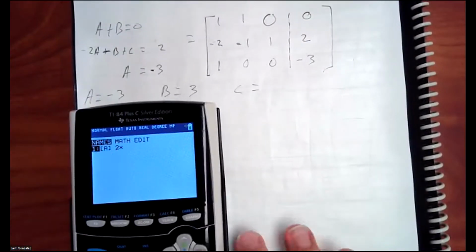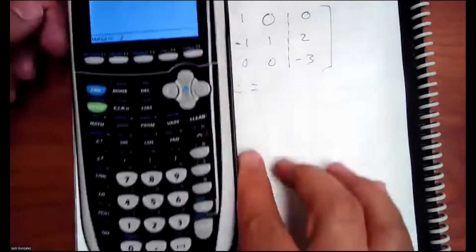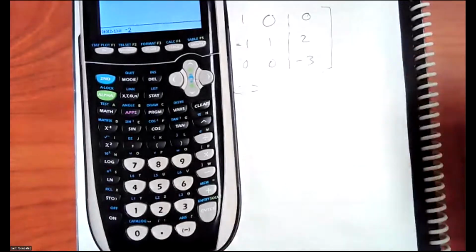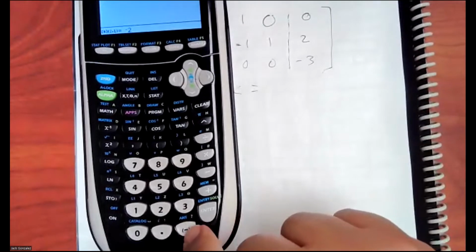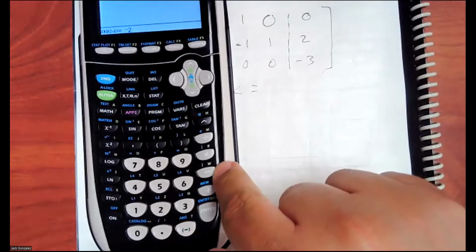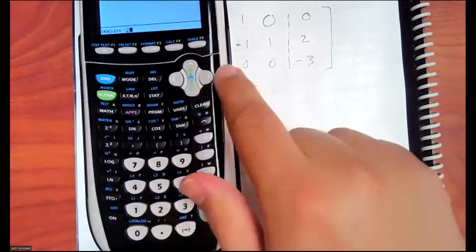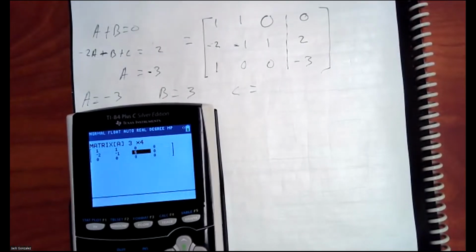Let's see. So we have a 3 by 4 matrix. 1, 1, 0, 0. When you're punching in negative numbers, if you're using one of these TI calculators, make sure you use the negative symbol, not the subtraction symbol. You will get an error if you use the subtraction symbol instead. That makes sense. I know that sounds silly, but you're going to get an error and you're going to wonder why. That's going to be why.